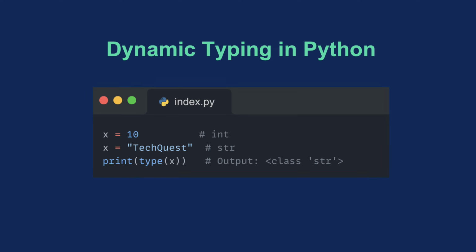In Python, variables can change types. As you can see in our example, 10 is assigned to x. Then later on, we assign x to a certain text like "TechQuest". Python handles this flexibility for you because Python is a dynamically typed language.